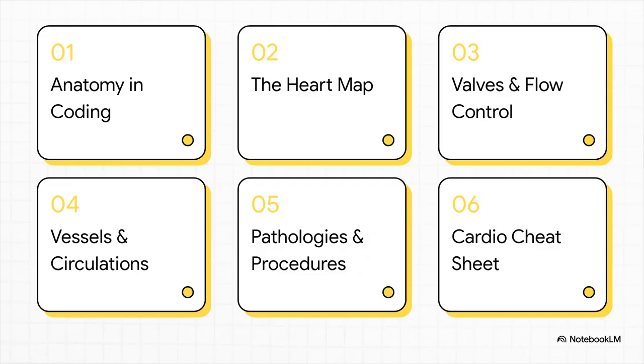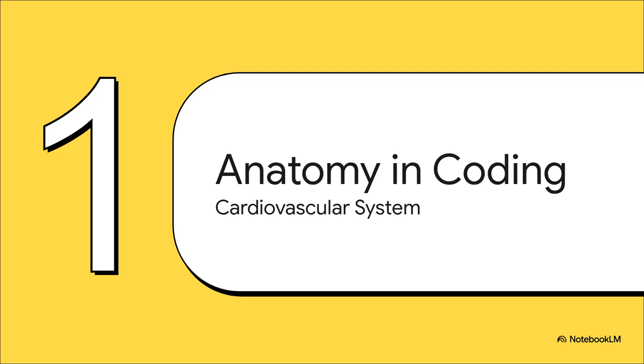All right, here's our agenda for today's explainer. We're going to cover 1. Anatomy and coding, 2. The heart map, 3. Valves and flow control, 4. Vessels and circulations, 5. Pathologies and procedures, and finally, 6. A cardiovascular cheat sheet. Okay, Section 1, Anatomy and Coding.